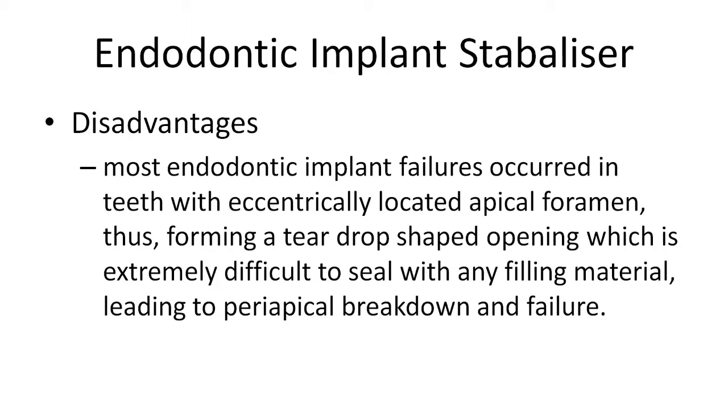So the disadvantages are most endodontic failures occur because of this eccentrically located foramen, which forms like a teardrop that can't easily be sealed. So eventually you end up with periapical breakdown and failure through periapical disease, periapical infection, because of the inability to seal where the implant is coming through the foramen.